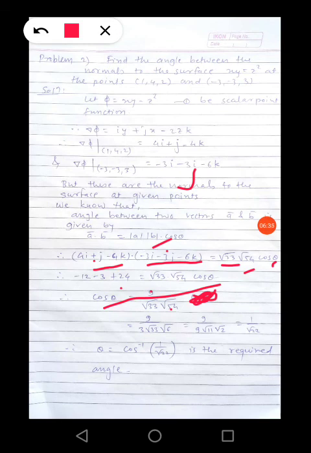Under root 54 means under root 9 into 6. So under root 9 means 3 root 6. Okay, so sorry, under root 54 means 3 root 6. Hence 9 divided by 3 root 33 into root 6.